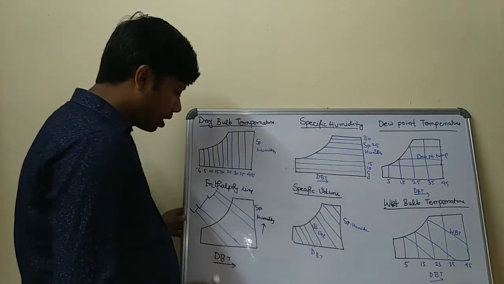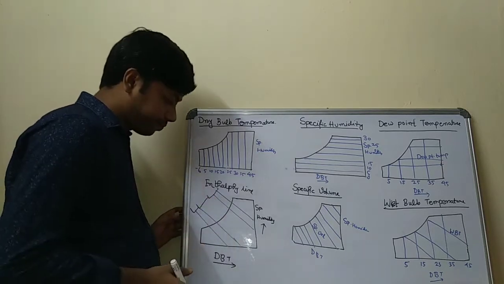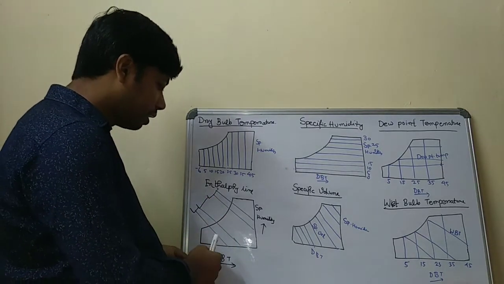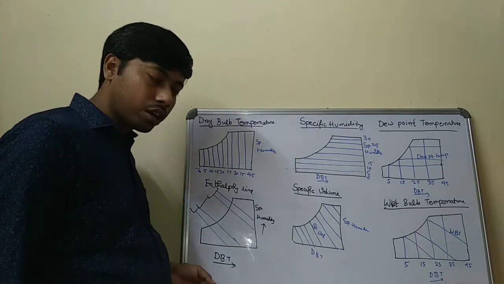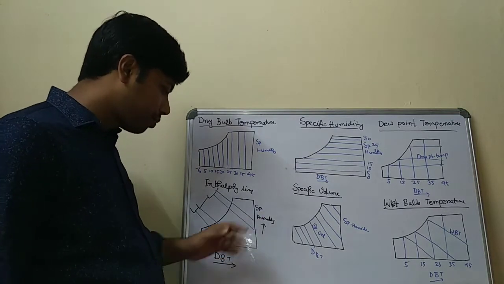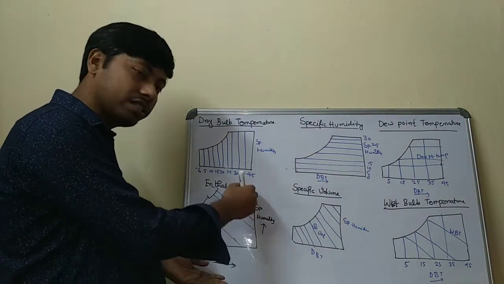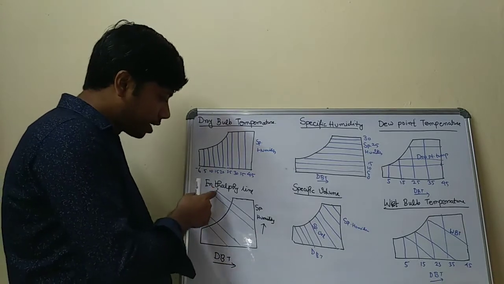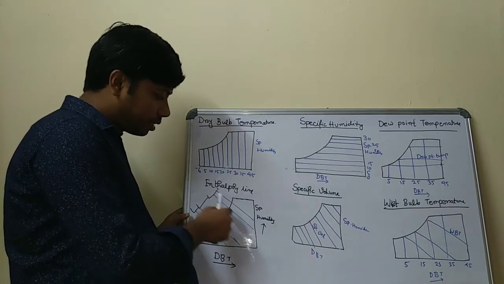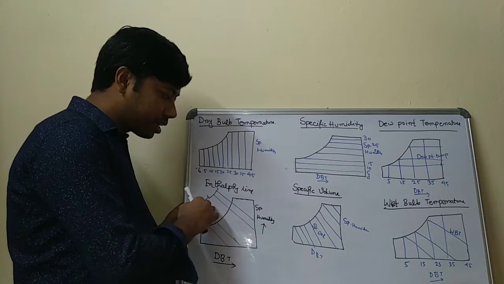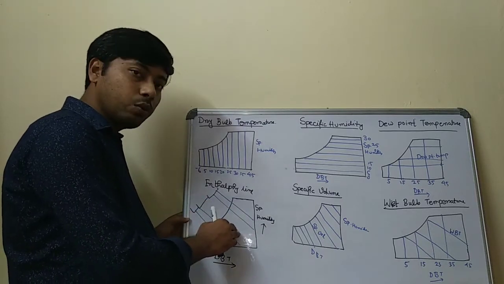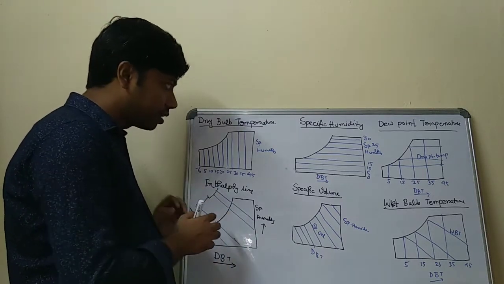Now similarly, if you draw the enthalpy line in the dry bulb temperature and specific humidity plot, this is the dry bulb temperature, and this is the specific humidity. Now the enthalpy lines are these inclined lines, which are basically parallel to the wet bulb temperature lines. So these are the enthalpy lines.